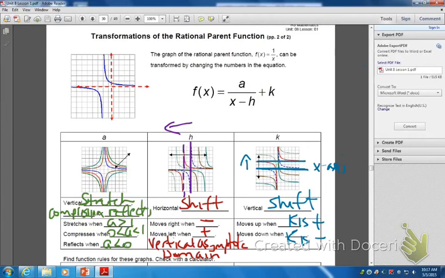So your vertical shift affects your horizontal asymptote. And horizontal asymptotes determine our what? Domain or range? Range. Okay. Questions on that?